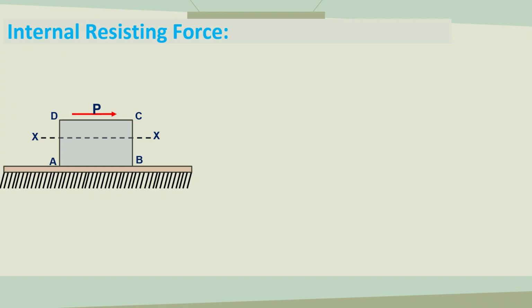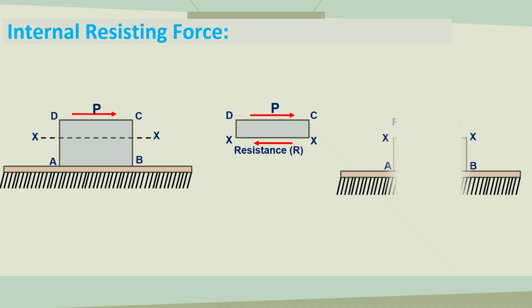First, consider the top half sectional area, where the resisting force acts on the body opposite to the applied load to resist the material from moving away from its stability. Similarly, in the bottom section also, the resisting forces will act in the opposite direction to the applied load. Hence, the body will remain in equilibrium, and no further elongation occurs. But note, this equilibrium will persist only till the elastic limit of the material.